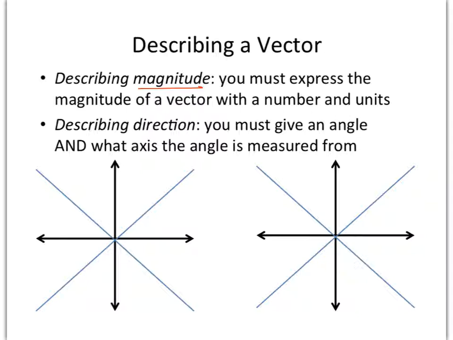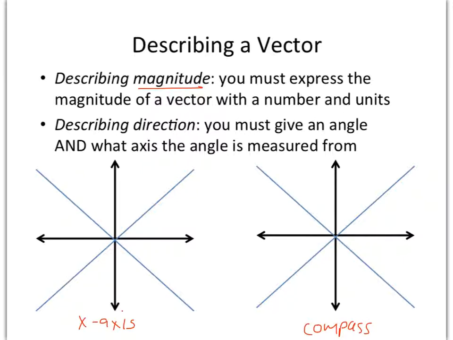I'm going to call this first one the x-axis notation, down the bottom right here. I'm running out of space. And I'm going to call this the compass notation on the right-hand side.